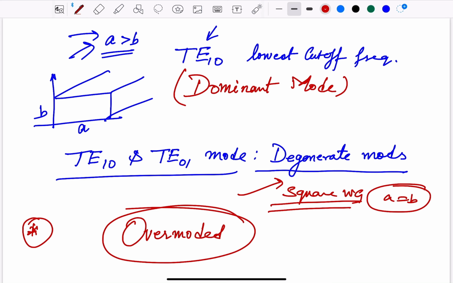So with this I'm finishing, and we'll start once again in the next class with the cylindrical waveguide system, followed by which we'll be closing these things with the resonator, the cavity resonator.